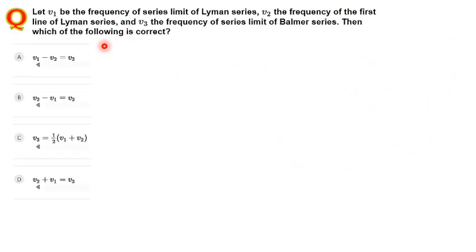The next problem here is, let nu 1 be the frequency of the series limit of Lyman series. What do you mean by series limit in this case? That is the shortest possible wavelength, which means the wavelength is shortest and the energy is maximum. According to the energy of a photon, E is equal to h nu. As nu is c divided by lambda, so E is hc divided by lambda.